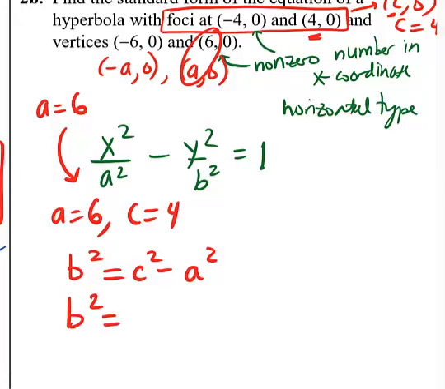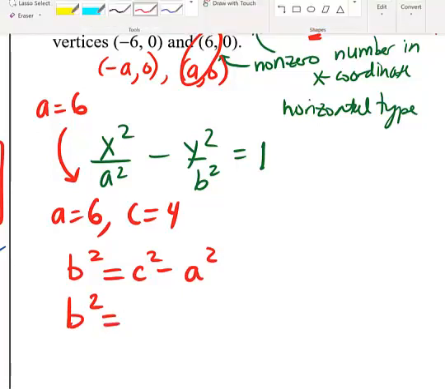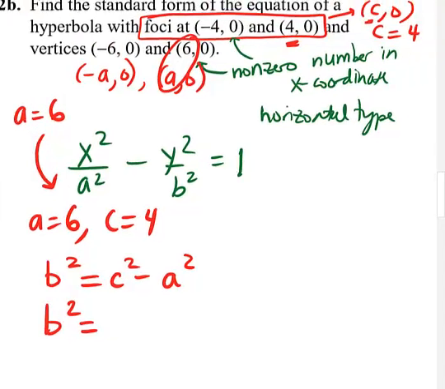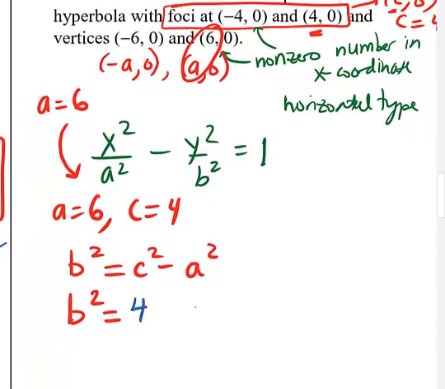So let's see, I'll fill it in. C we said was, which one? 4. And a is 6. Foci. You know what? I think I mixed these up.